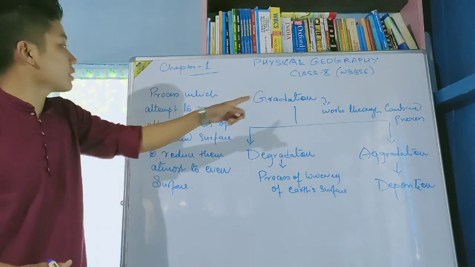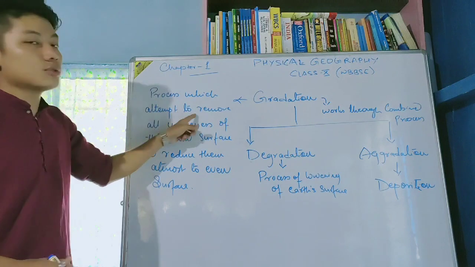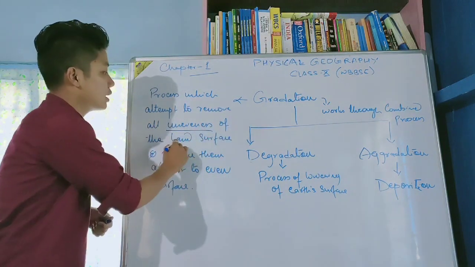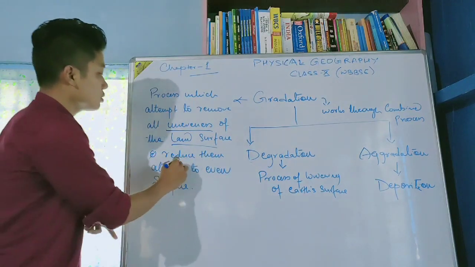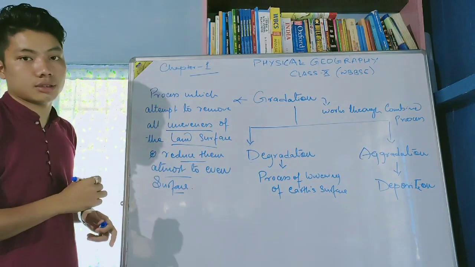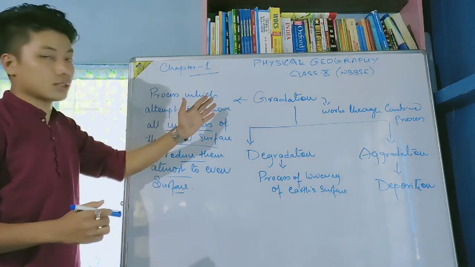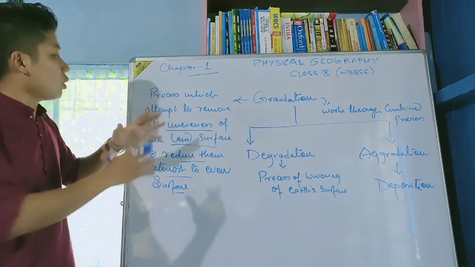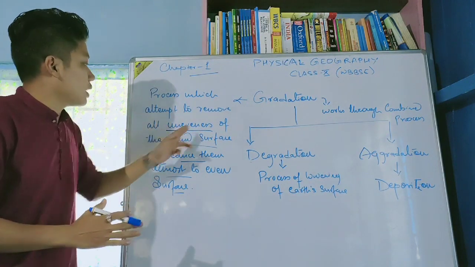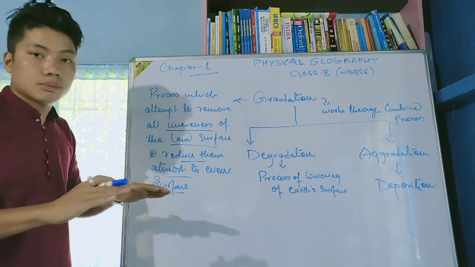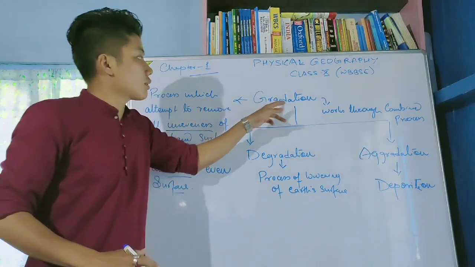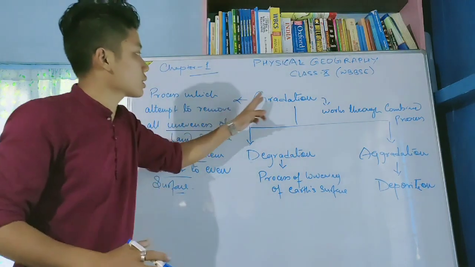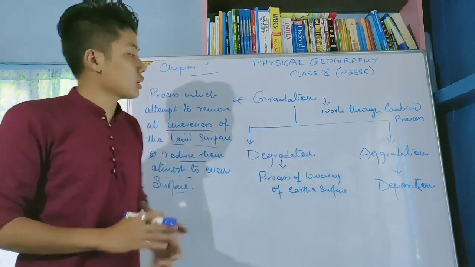So what is gradation? It is a process which attempts to remove all unevenness of the land surface and reduce them almost to an even surface. That means it's a geomorphic process which attempts to remove all the unevenness of the land surface and reduce them almost to a plane surface or even surface. Gradation works through combined processes. That means two processes: one is degradation and one is aggradation.